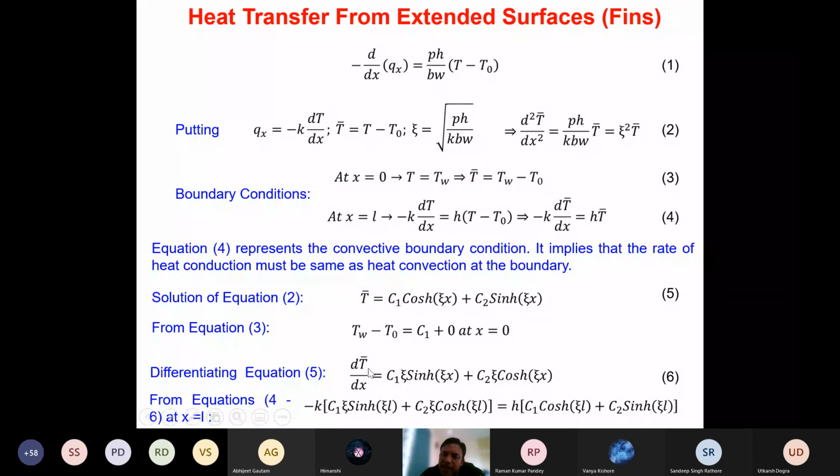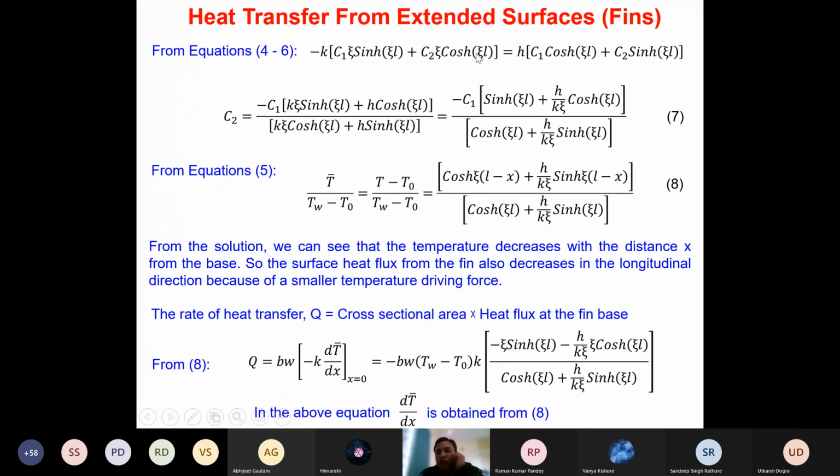And again, we have replaced here x by L. Remember, this is valid only at x equals L. So this is what we have obtained at x equals L. Now, from this equation, we can rearrange and calculate C2. C2 comes out to be minus C1 times k zeta sine hyperbolic zeta L plus h cos hyperbolic zeta L, divided by k zeta cos hyperbolic zeta L plus h sine hyperbolic zeta L.